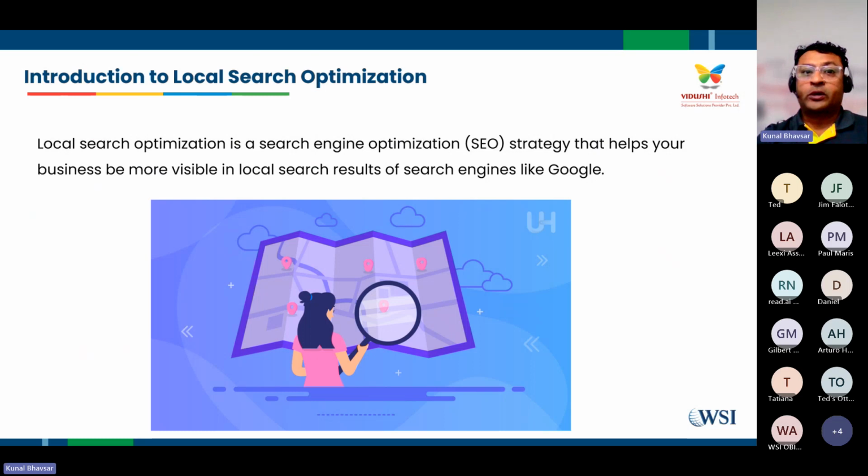So what is LSO? LSO is a technique to improve your website or Google Business Profile visibility in local search results. It means improving chances to appear in search results when someone intends to find a local service provider or a store in your area by using a specific search term in a search engine.